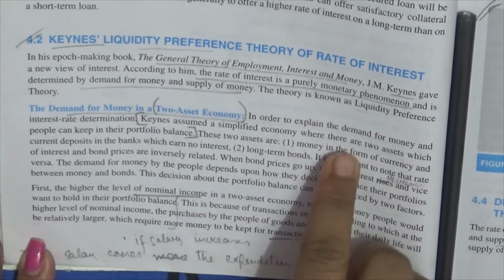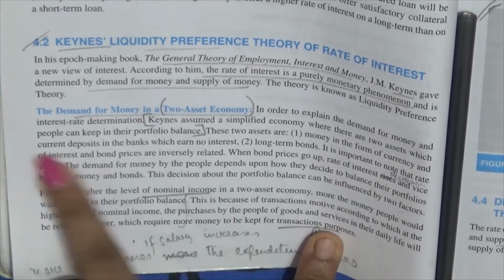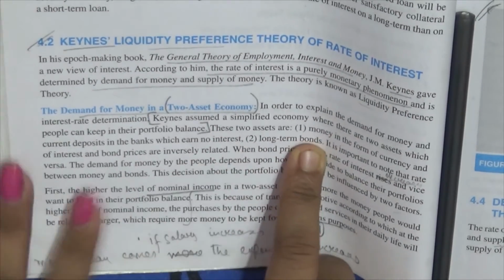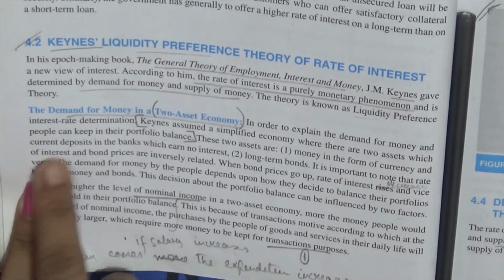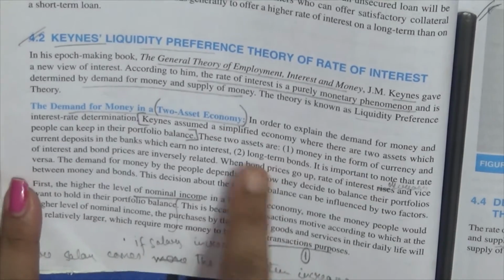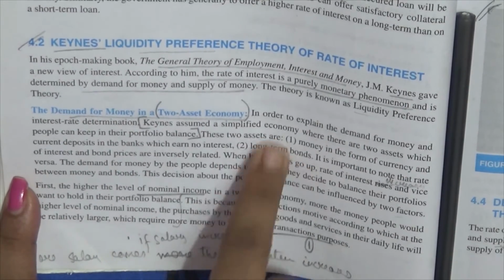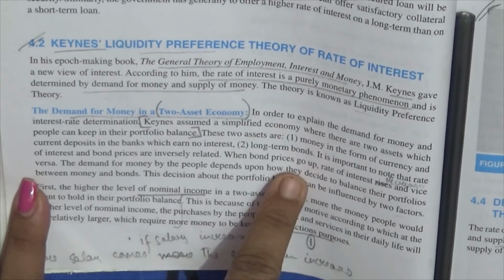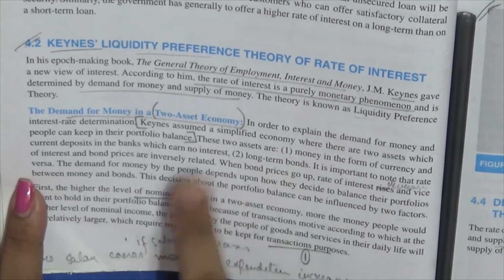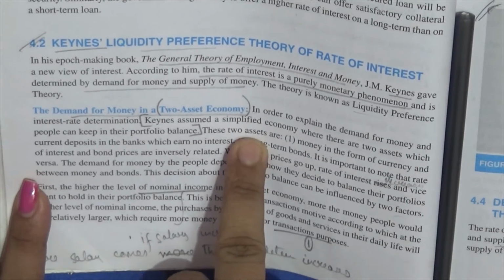So two assets: one is money in the form of currency, or deposited in the bank, which earns no interest, and the other is long-term bonds. One is the money which you keep in current deposits. In a current account you don't get any interest, that is one type of asset. Another is if you keep it in long-term bonds, you get a high rate of return. That is how he divided the two assets.